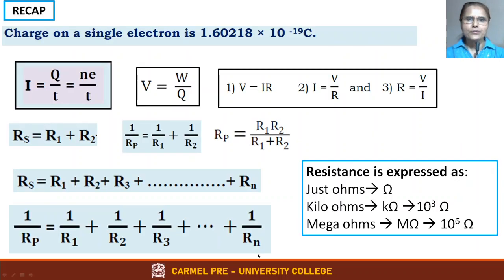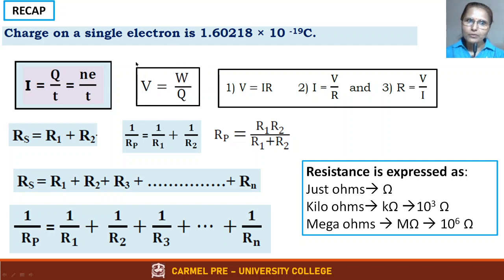If we have to recall what we did in the previous class, we talked about the magnitude of charge on a single electron, which is 1.6 into 10 to the power of minus 19 coulombs. We also talked about the definition of current, which is charge by time, or it can also be expressed as number of electrons into magnitude of charge divided by time.